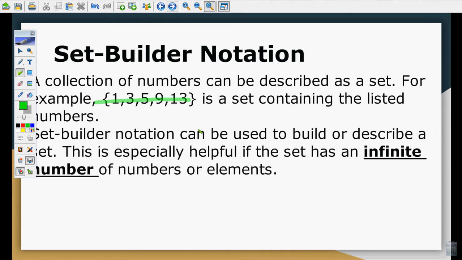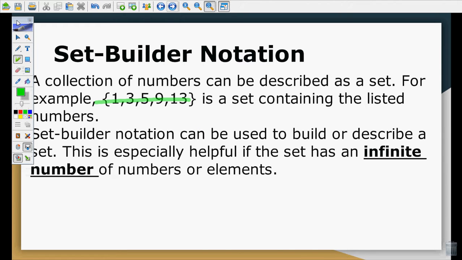Now, set builder notation is when we cannot count it out. So we use set builder notation when we have an infinite number of numbers or elements.